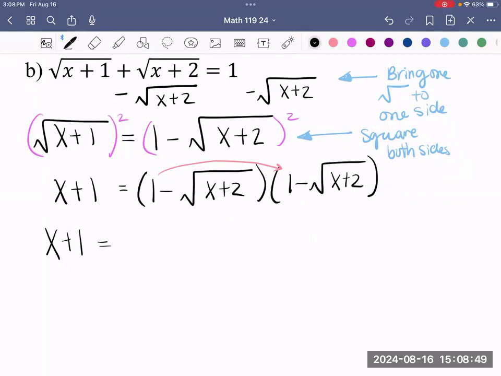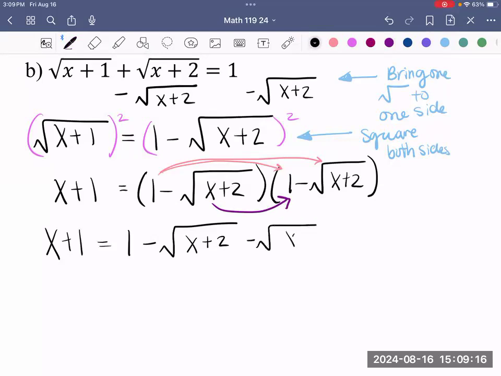So we have 1 times 1, which is just 1. And then we have 1 times this negative radical, which hopefully I can just write the radical at this point. And then 1 more. So this negative radical times 1 for another negative radical. And then lastly, you got that double radical. So you have a negative square root of x plus 2.